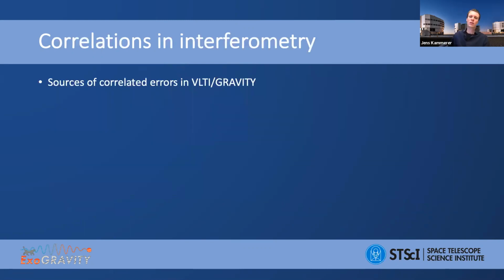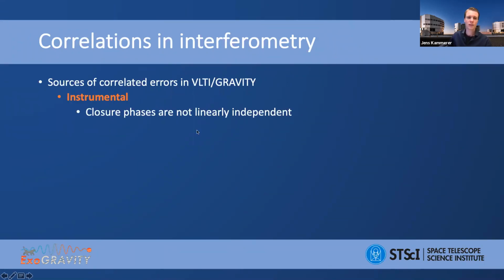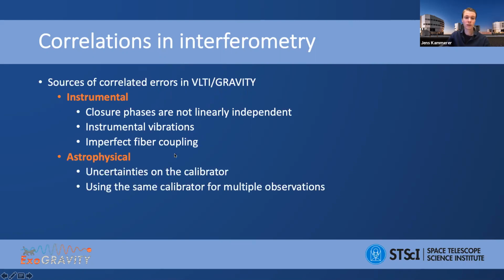Now, for an instrument like GRAVITY, there are also many other possible sources of correlations. For example, on the instrumental side, the closure phases, which are one of the two observables of GRAVITY, are not linearly independent. And I will talk about this in one of the next slides in more detail. But also there could be instrumental vibrations or imperfect coupling of the light into the optical fibers. On the astrophysical side, there might be uncertainties on the observed calibrator, which can then propagate through to a systematic uncertainty on the science target, and also an effect that we call differential atmospheric piston. And I will also talk about that in one of the next slides in more detail.